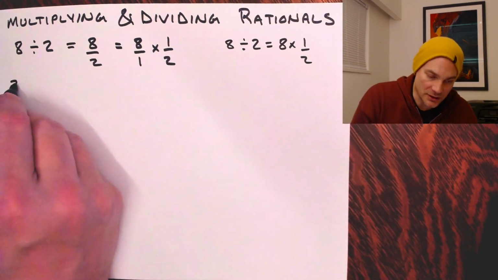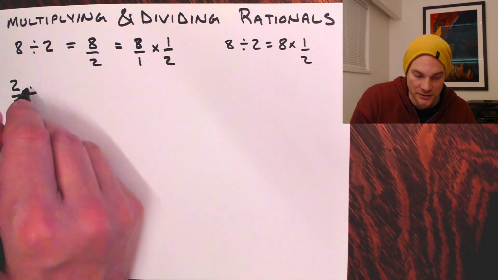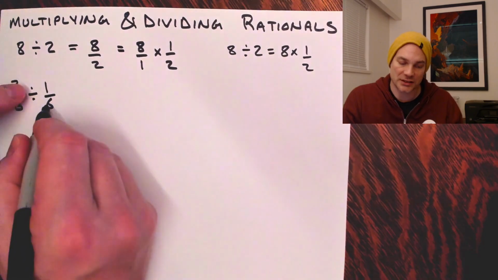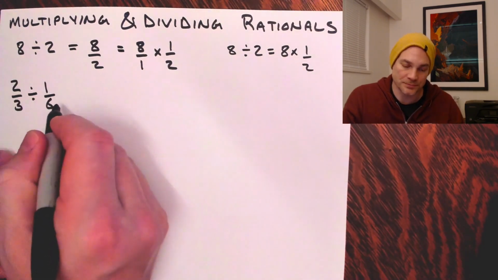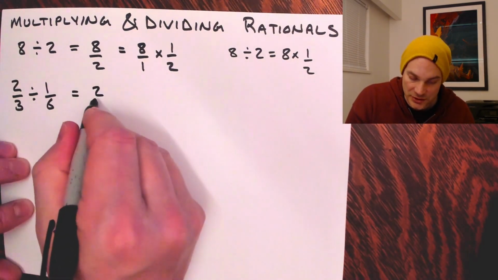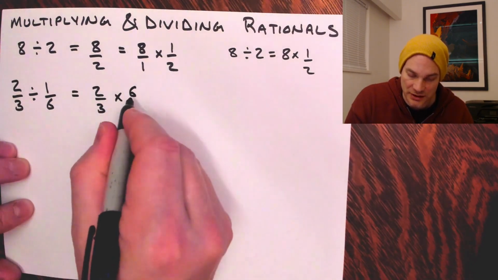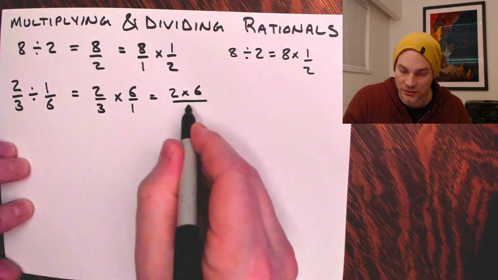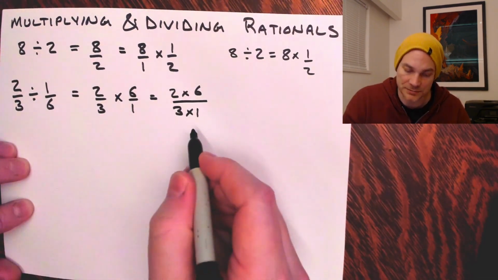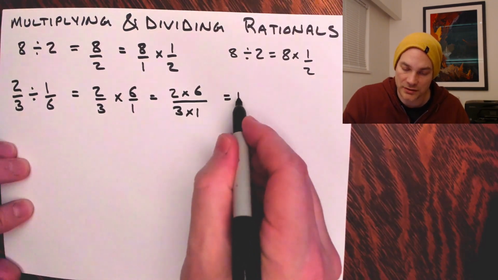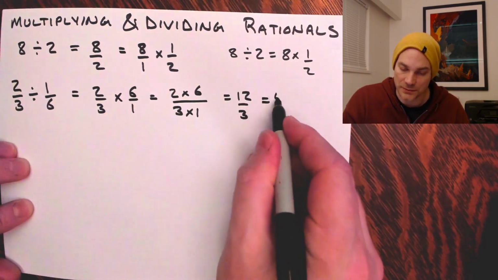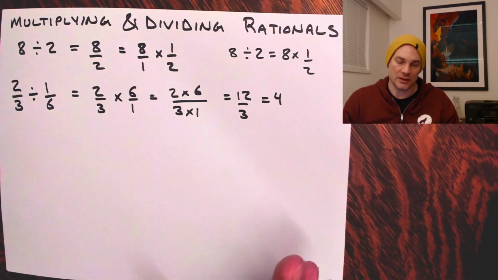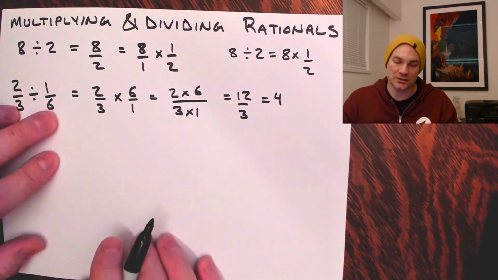So what if I had something a little bit different? 3 over 2 divided by 1 over 6. But I know if I just change the symbol, I flip the ratio. So that's the same as 2 over 3 times 6 over 1, which is the same as 2 times 6 over 3 times 1, and that's 12 over 3, which equals 4. Okay, so these are sort of the mechanics of how we operate with the rationals.